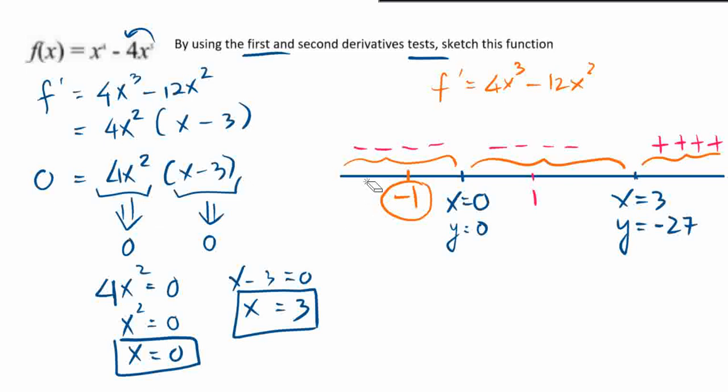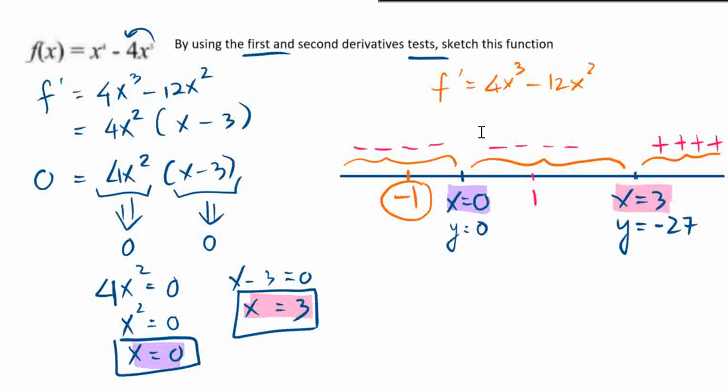Now let's put them on the number line and we will do the first derivative test. We put x equals 0 and x equals 3 on the number line. So here we go. Then we have 3 segments: before x equals 0, between x equals 0 and x equals 3, and greater than x equals 3.